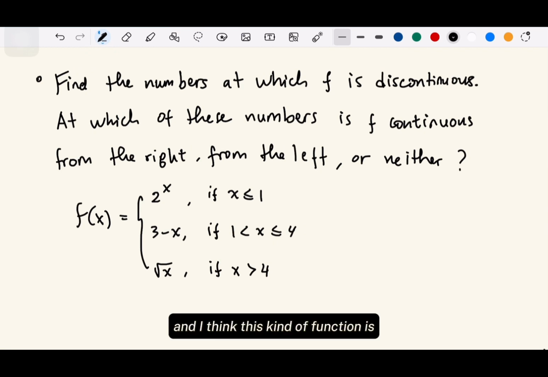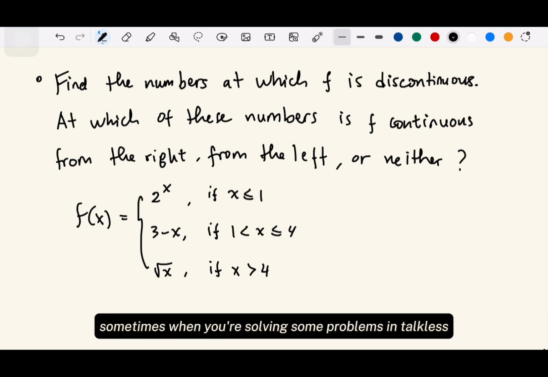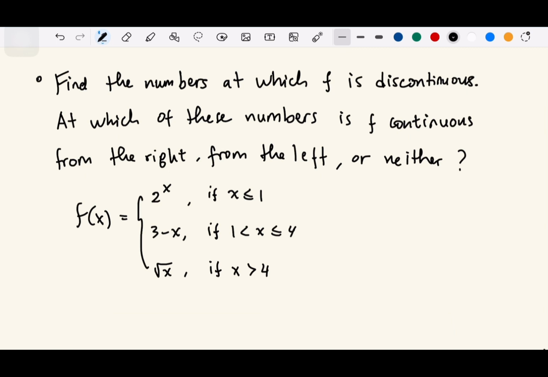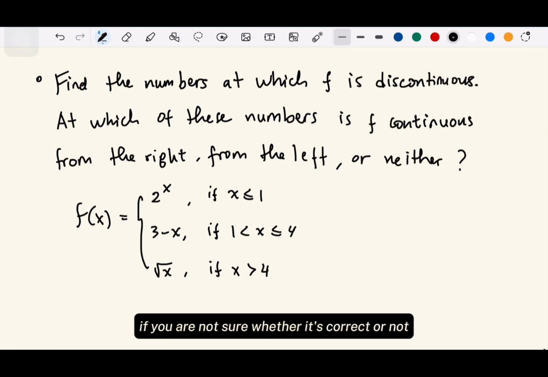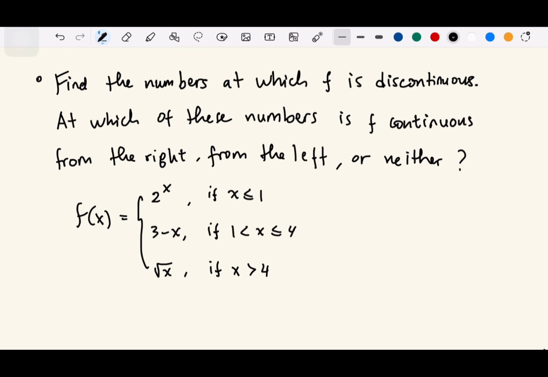And I think this kind of function is easy to visualize if you want to make some guess. And sometimes when you're solving problems in calculus, if you are not sure whether it's correct or not, drawing the graph may help to confirm your solution. So you can try to draw also, to see whether this is correct or not.